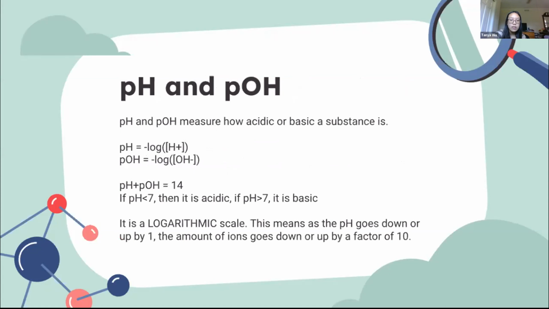If pH is less than 7, it's acidic. If pH is greater than 7, then it's basic. And you have to remember that's on a logarithmic scale. So as pH goes down or up by 1, the number of ions don't just increase by a constant pace the whole time. It actually goes up or down by a factor of 10. So as the pH decreases by 1, it gets 10 times as acidic.